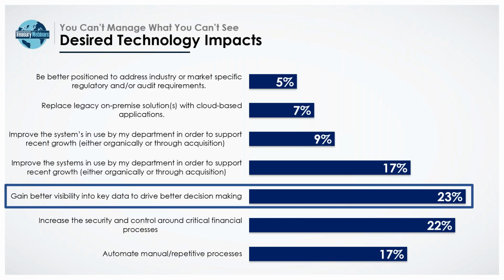This slide here is another interesting one, I think, too. This is actually from a survey we launched with Treasury webinars right at the end of 2021. It was forward-looking into what people are looking to get out of technology investments in 2022. And you can see the bar across the third to last point here: gain better visibility into key data to drive better decision making. This is a huge topic right now.